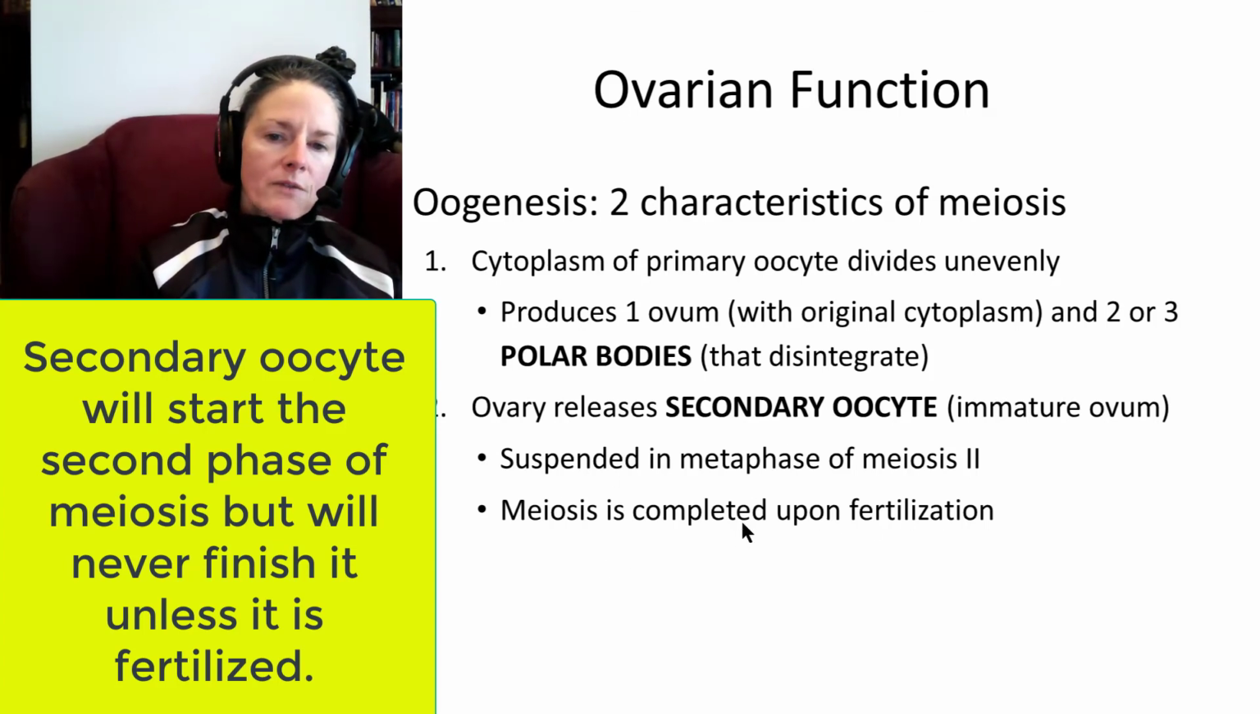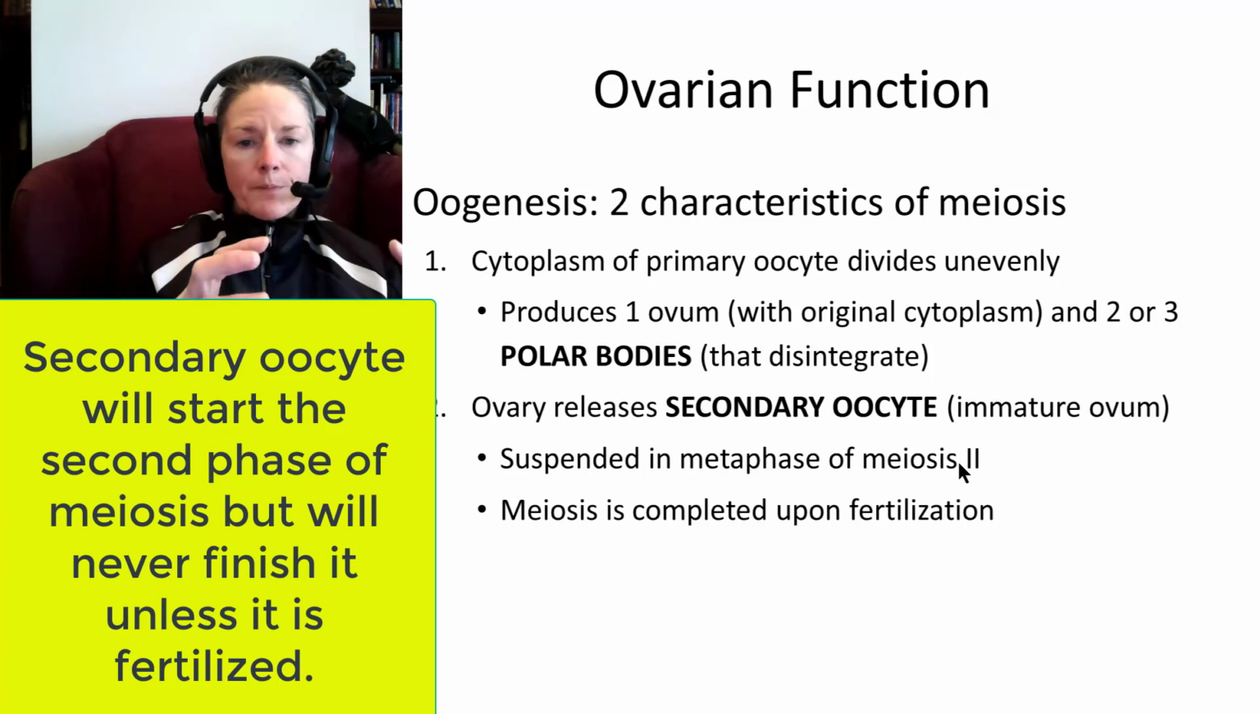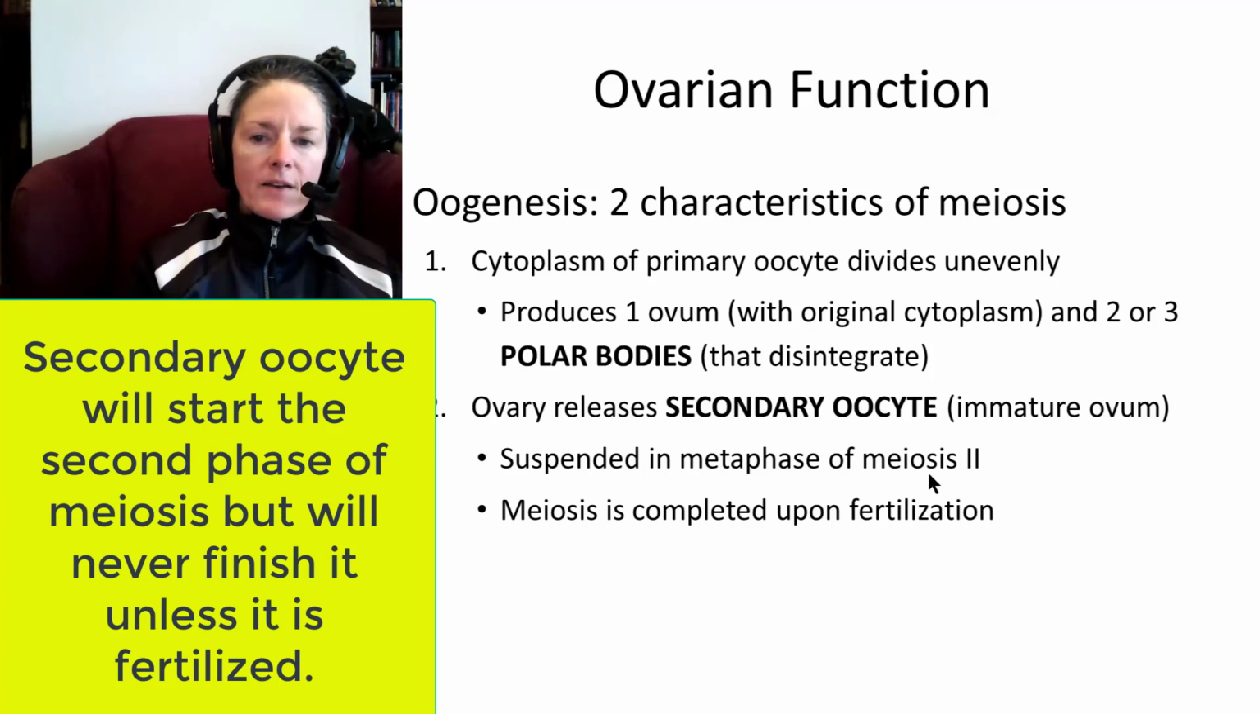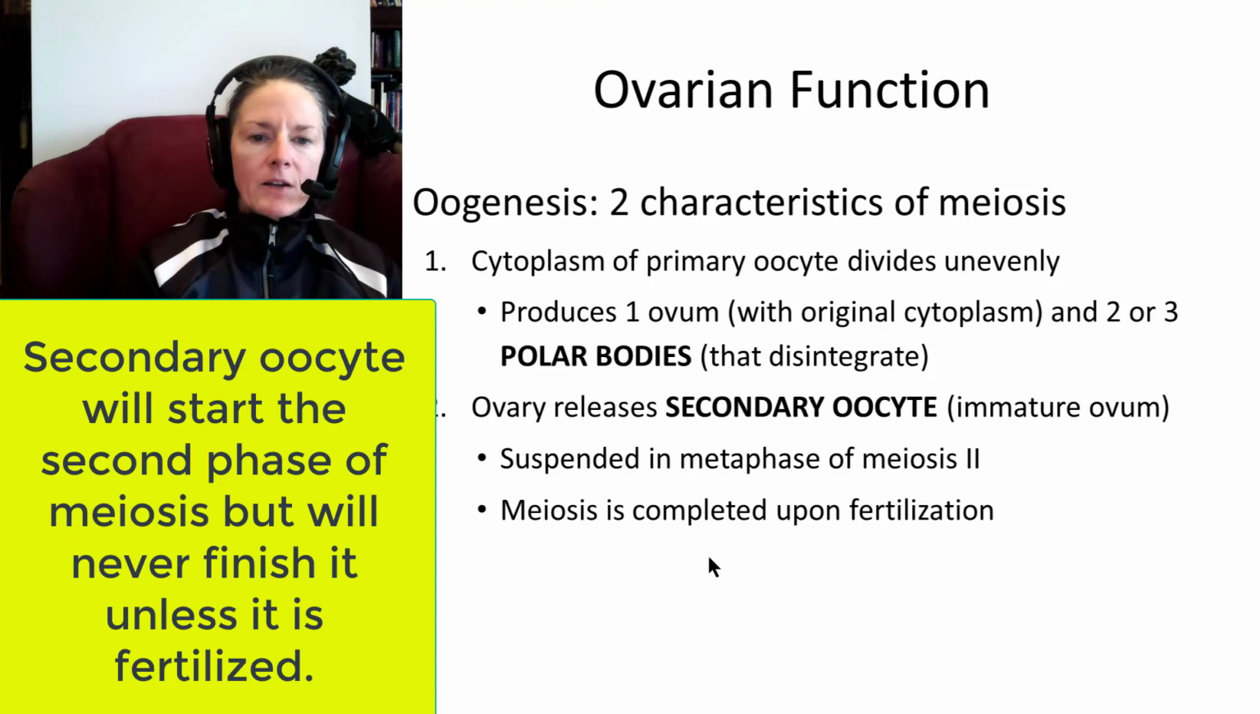So the secondary oocyte will also be in suspended animation, if you will, in this second half of meiosis, or meiosis 2. And we will end up having 1 ovum, and that secondary oocyte is the one that will be released from the mature Graafian follicle or tertiary follicle. And only upon fertilization is meiosis actually completed.